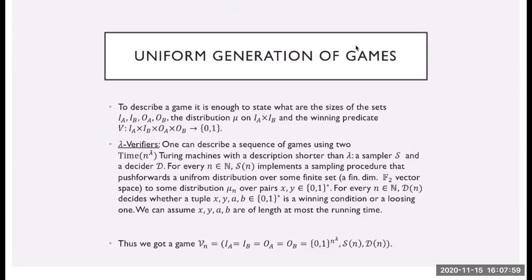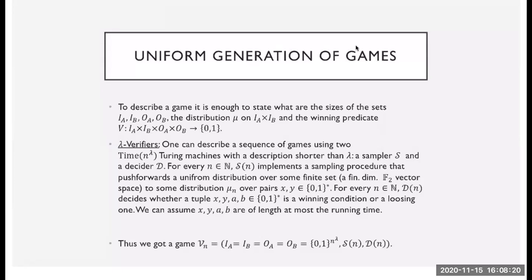If it outputs 0, we say that it accepted, and if it either outputted anything else or never outputted in the time that it was given, in n to the lambda time, we say that it rejected.